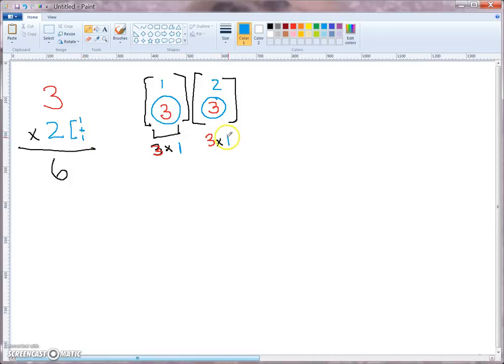So 1 plus 1. So what I need here is to separate. Separate. And again, I am adding these 2 together. Okay? So 3 times 1 is 3. 3 times 1 is 3. So when I add it together, it equals 6.